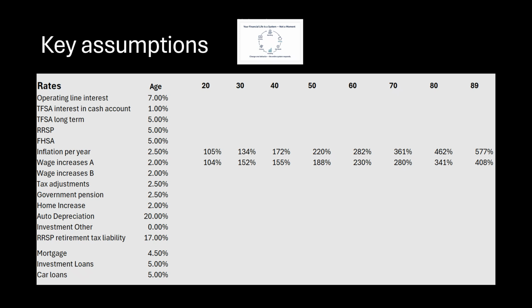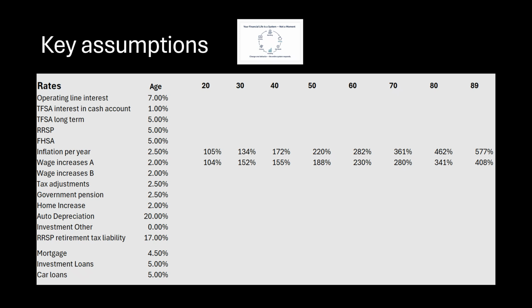Liability and borrowing rates determine the cost of debt. Operating line is 7%, which reflects higher cost because of short-term borrowing. Mortgage, 4.5%, is a realistic long-term borrowing rate. Investment loans and car loans forecasted at 5%. Gives mid-range borrowing costs that influence cash flow and net worth.